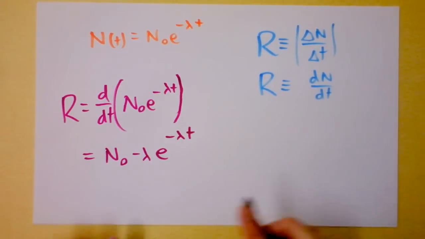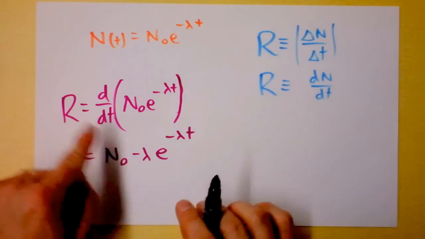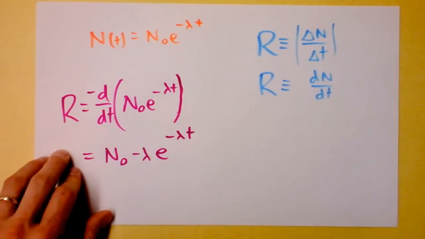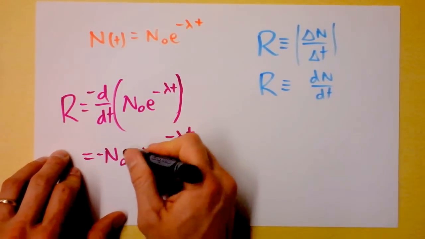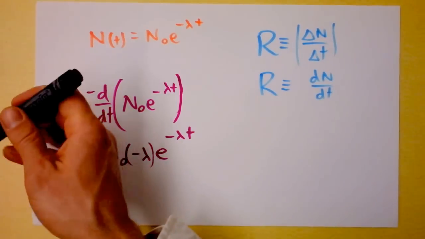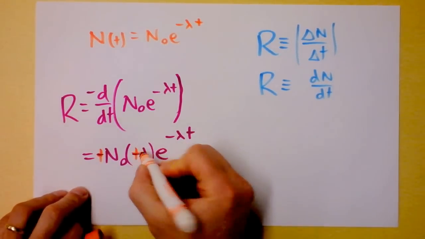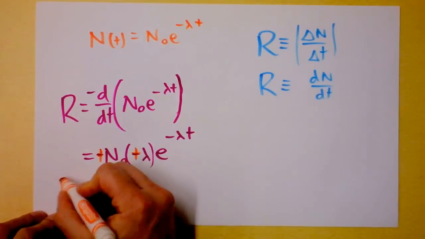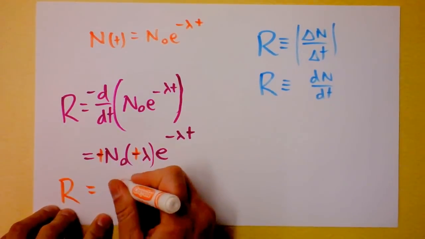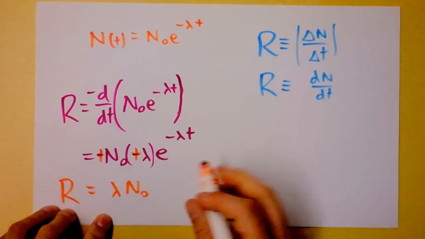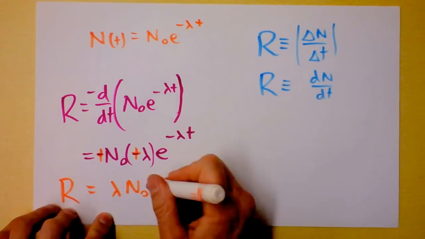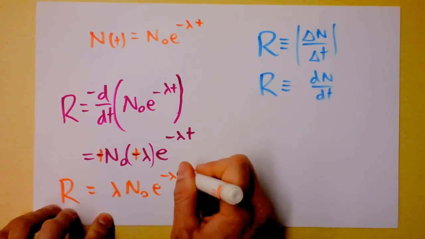And what I can say now is that, wait, we didn't want this to be positive, right? We're supposed to put a minus sign out front here. Here's a minus sign, and then I'm supposed to multiply by that right there, and these guys are supposed to cancel out so that I get positive, positive, positive. And I find that the rate is lambda times n naught times e to the minus lambda t.